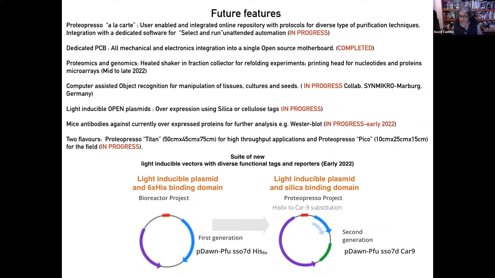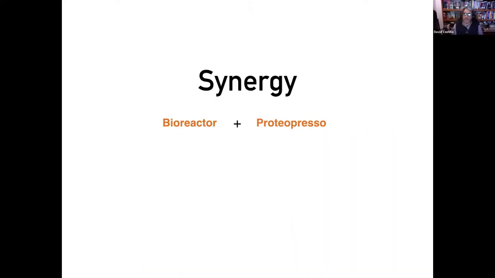And it will come in two flavors. This big system, the one that I just presented, the Protopressor Titan, which I named that way because it's too big. And in the future, we're probably going to present the Pico version, a portable version with everything downsized into a single suitcase like this. The idea is that the light inducible open plasmid will be interchangeable with different tags and promoters that you can test, depending on your needs, to find the best strategy for purifying your protein.